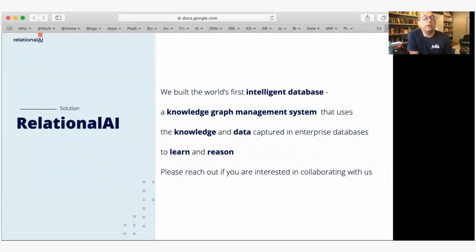Okay, and in conclusion, we built the world's first intelligent database, a knowledge graph management system that uses knowledge and data captured in enterprise databases to learn and reason.